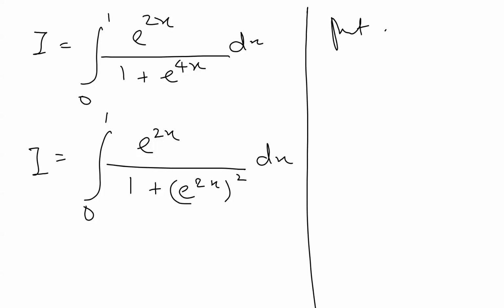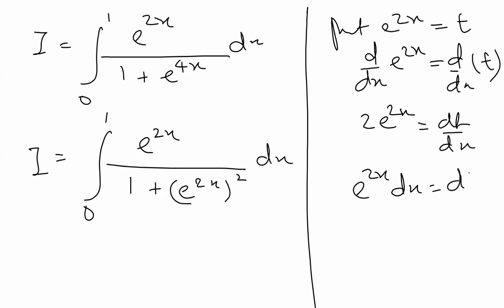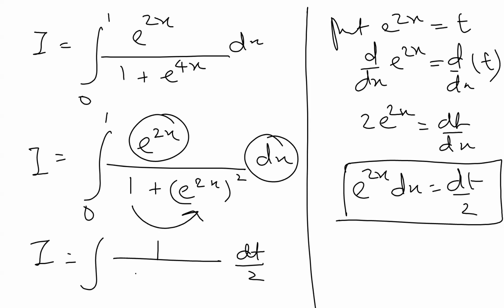So put e raised to 2x as t. Differentiating e raised to 2x, dt by dx is 2 e raised to 2x. So e raised to 2x dx is equal to dt by 2. We require only e raised to 2x dx. So this will become dt by 2, and this 2 is due to the chain rule. Okay. So dt by 2, 1 upon 1 plus t square.